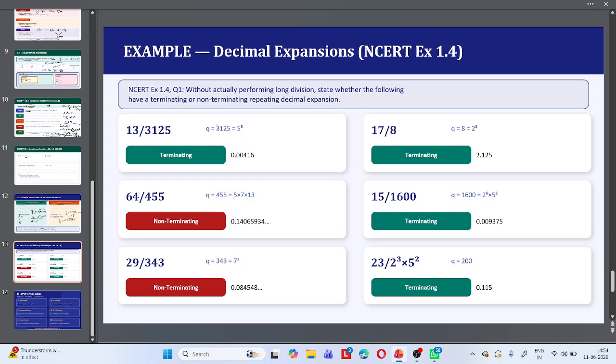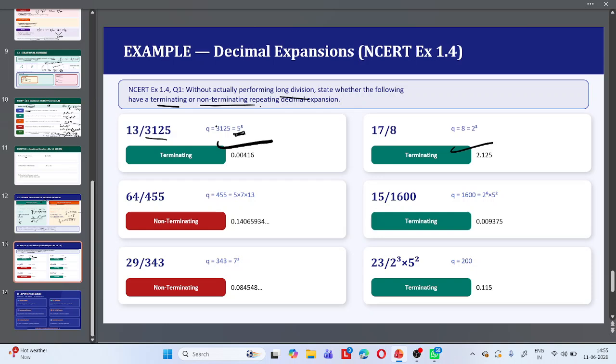Here are some examples for you. Without using the long division method, just by seeing the denominator, you should verify whether it is a terminating or non-terminating repeating decimal. Here 3125 is in the denominator. It can be written as 5 to the power of 5. In the denominator we have 5 as a prime, so it is terminating. Here also 8 can be written as 2 to the power of 3, so it is terminating.